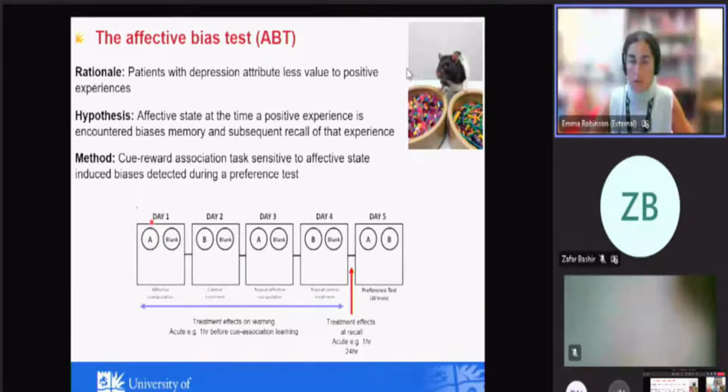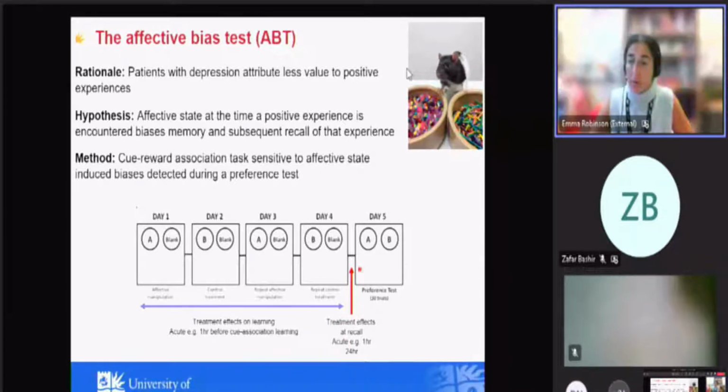And we can use this task in several ways. We can look at how we can bias new learning, and that's been particularly important for us in terms of hypotheses about how conventional antidepressants work. But also, we're really interested in how rapid-acting antidepressants work. And as you'll see from some of our early data, we didn't see effects in terms of new learning.